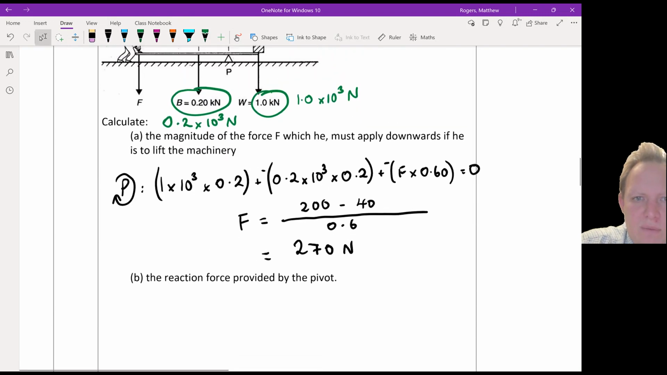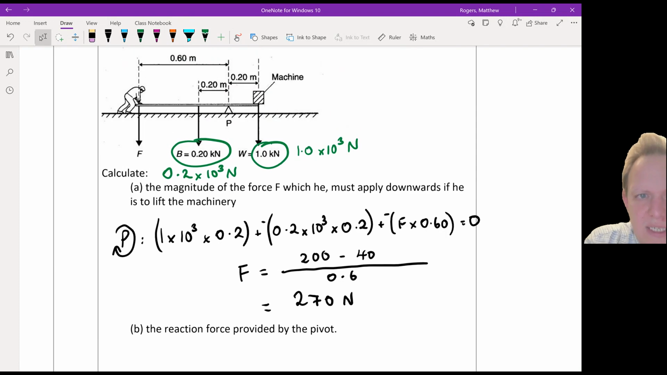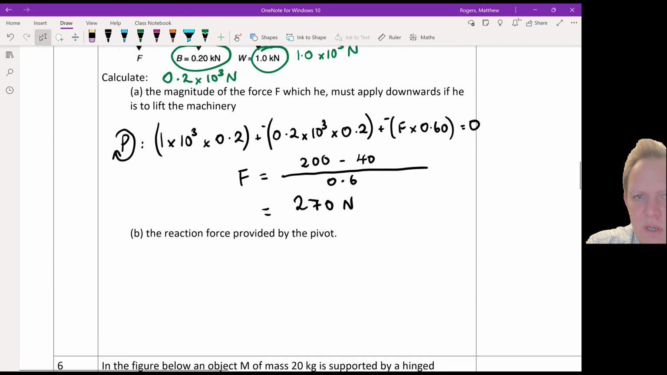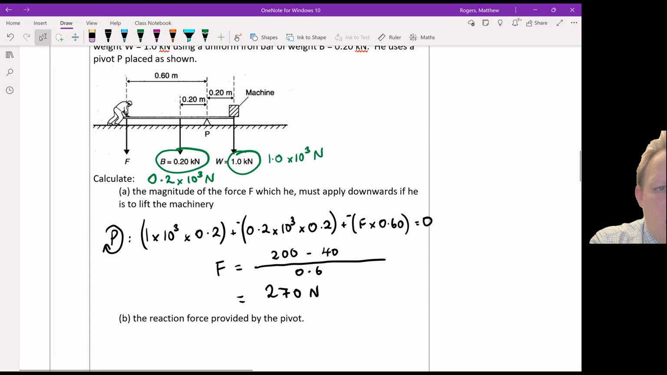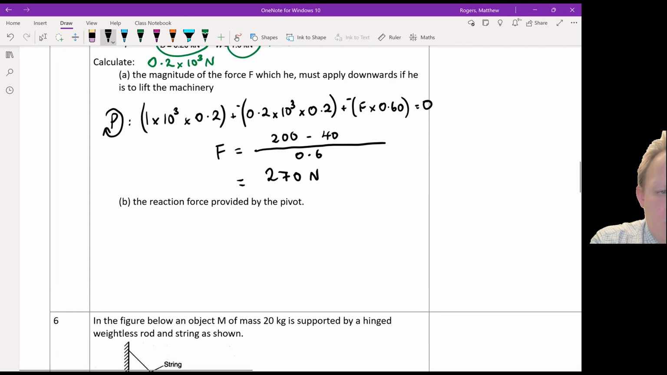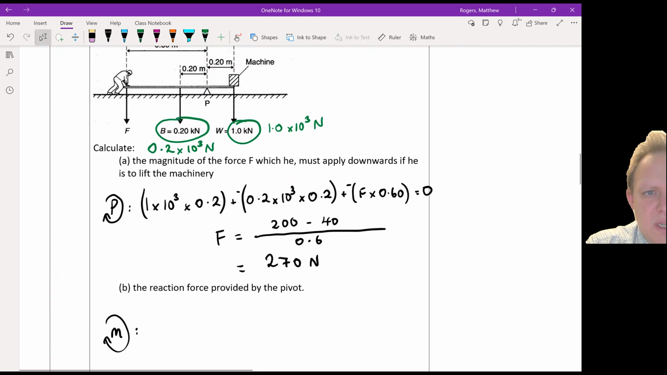Then the reaction force provided by the pivot. Again, as always, 2 options. One option is to take moments. One option is to look at the total upwards force and downwards force. But the thing we're practicing is moments, so why not do it that way? I'm going to call this man M, and I'm going to take moments around the man. There's loads of different places we could take moments because we know all the forces.